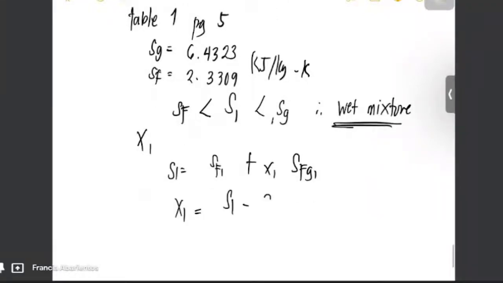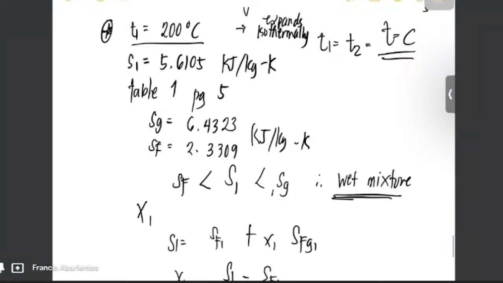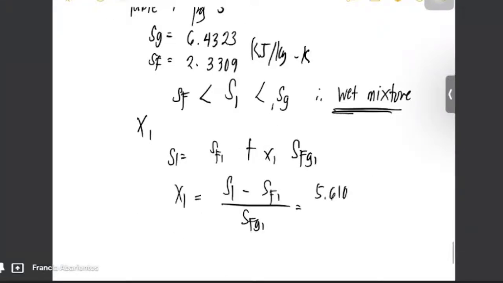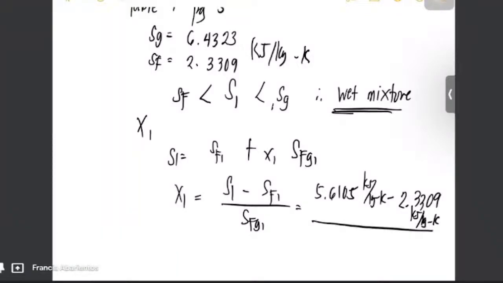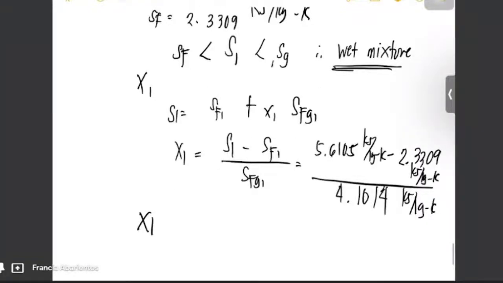S1. SFG 0.1. What is S1? Given sa atin sa problem, 5.6105. Ayan. SF1, 2.3309 kilojoule per kilogram Kelvin divided by the SFG1, which is equal to 4.1014 kilojoule per kilogram Kelvin. So we have now the quality at 0.1.